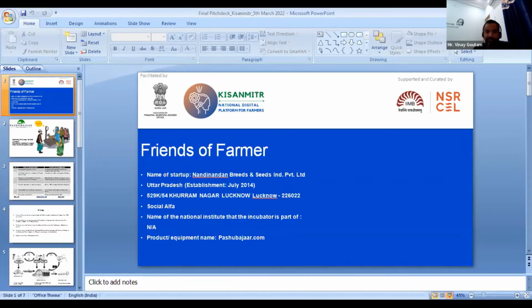Then I came in contact with Go Trust, as a social change fellow. Then I shifted to the company, Nandi Nandan Breeds. In Nandi Nandan Breeds, we have a live goat business under the name PashuBazaar.com. This is our vision: we want to change the unorganized market into an organized market.